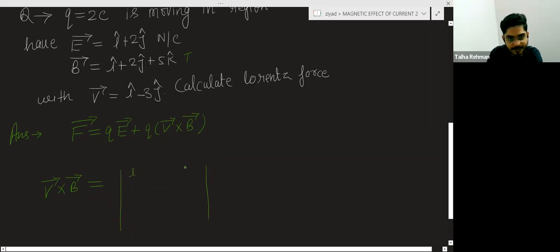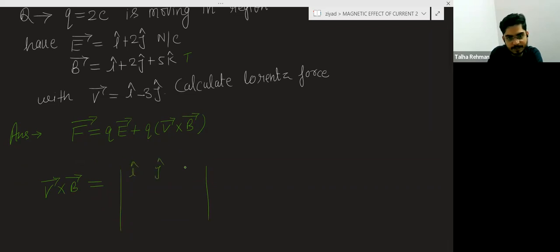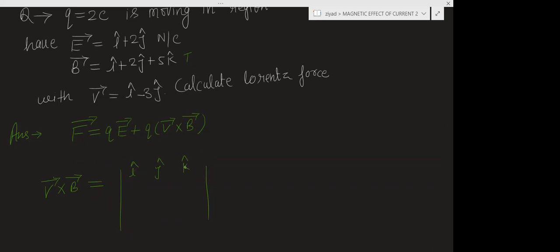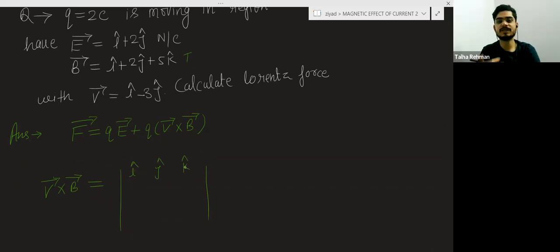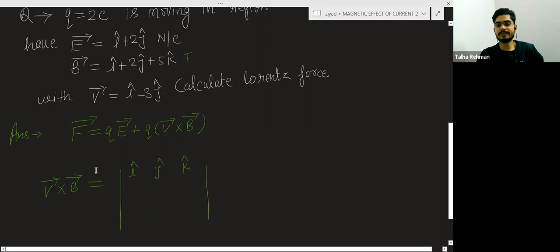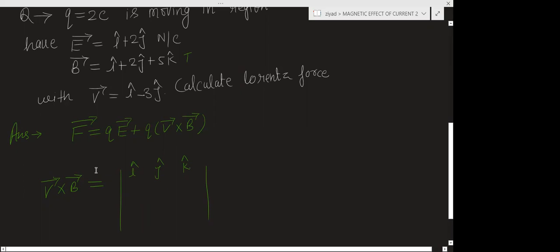So first write here i cap, j cap, k cap. I've done this in maths. In maths this is just a cross product. This topic comes under vectors, and vector is a part of maths. So it's cross multiplying, sir.